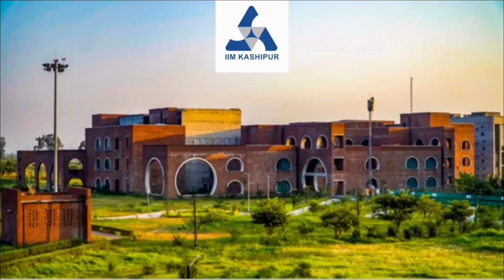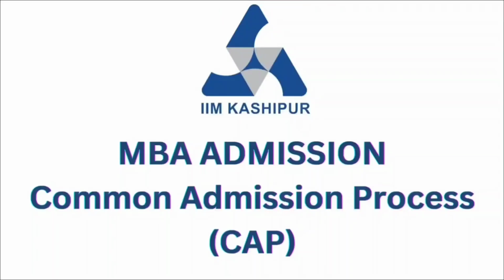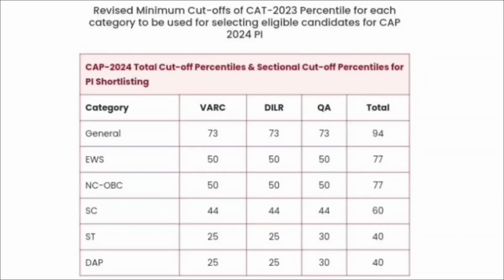So today in this video we are going to discuss the Indian Institute of Management Kashipur. IIM Kashipur participates in the common admission process for admission to the MBA program. If we consider the overall eligibility criteria for the CAP round, it is 73 percentile in all three sections for the general category, and overall 94 percentile in your CAT entrance examination.